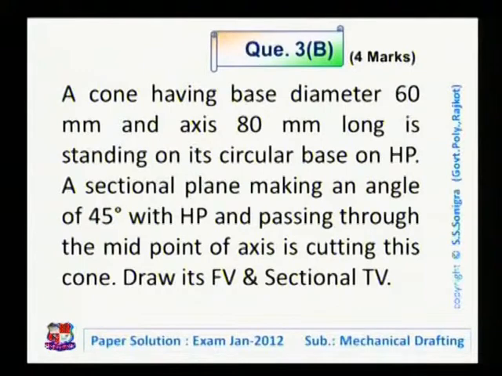After that, in the data it is given that a sectional plane making an angle of 45 degree with horizontal plane passes through the midpoint of the axis and it cuts the cone or bisects the cone. So in front view, the cutting plane would appear as a line which makes an angle of 45 degree with the XY line. The cutting plane would be a line drawn from the midpoint of the axis, that means a point at a distance of 40 mm from base, making an angle of 45 degree with the XY line.